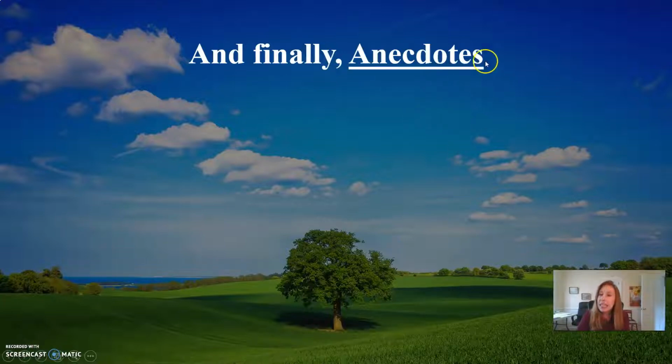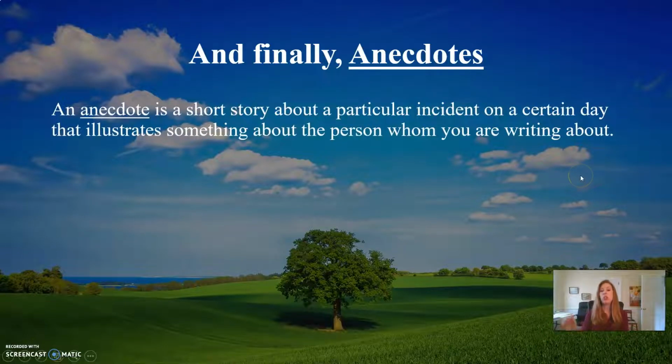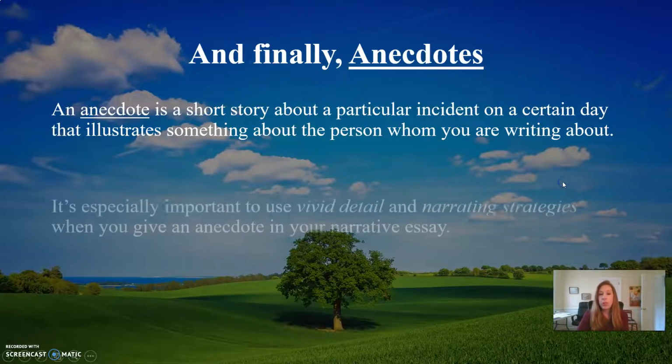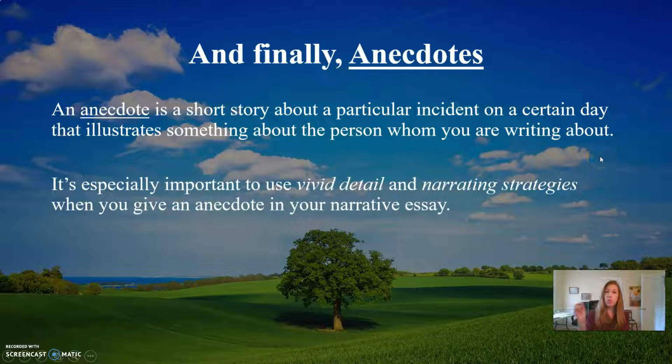And finally, the last thing that we want to add into our discussion of vivid details and narrating strategies is anecdotes. Maybe you've heard of this word before. An anecdote is a short story about a particular incident on a certain day that illustrates something about the person whom you're writing about. So anecdotes are really important to have in your paper. You want to use vivid detail and narrating strategies when you are giving an anecdote in your narrative essay.